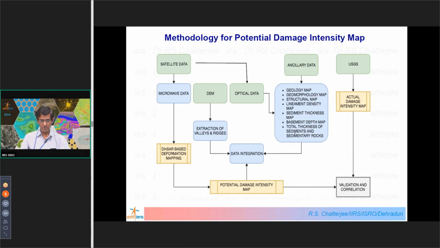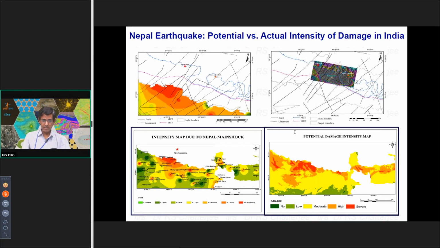Based on all this information, we integrated it, and after that what we get is a potential damage intensity map. Here we observe that geological structures like lineaments and faults, which we have shown in the upper two illustrations, play a very important role in the damage in the different lobes. And based on that, on the right bottom you see the potential damage in the three lobes.